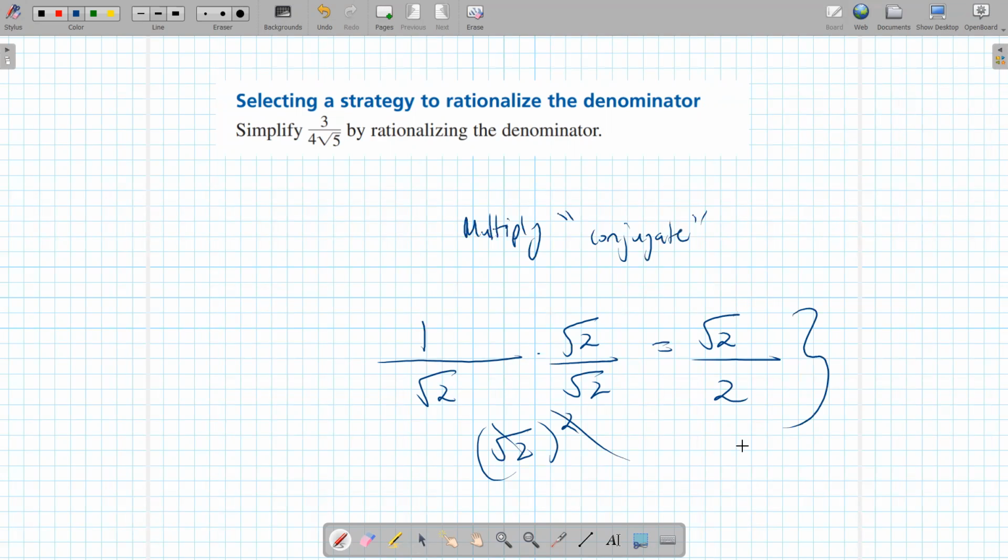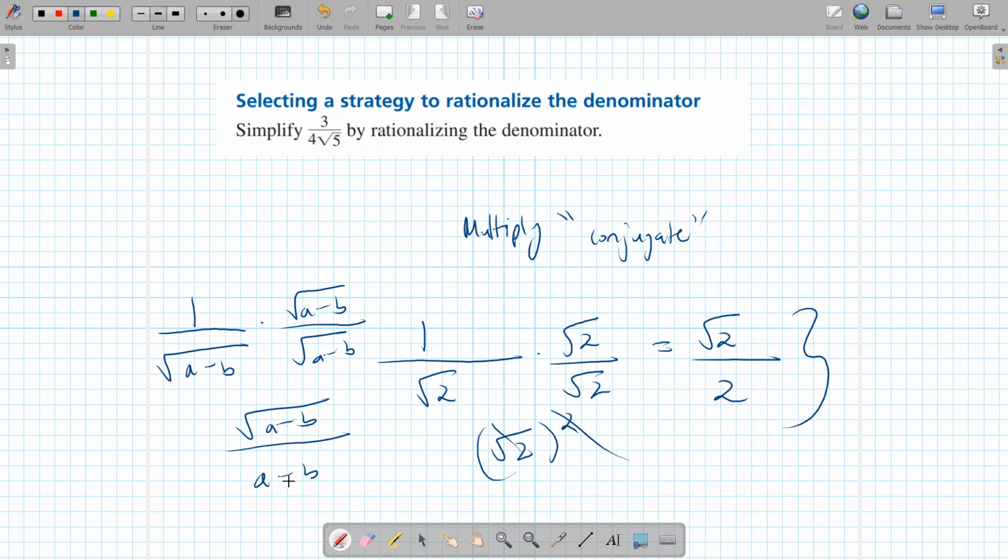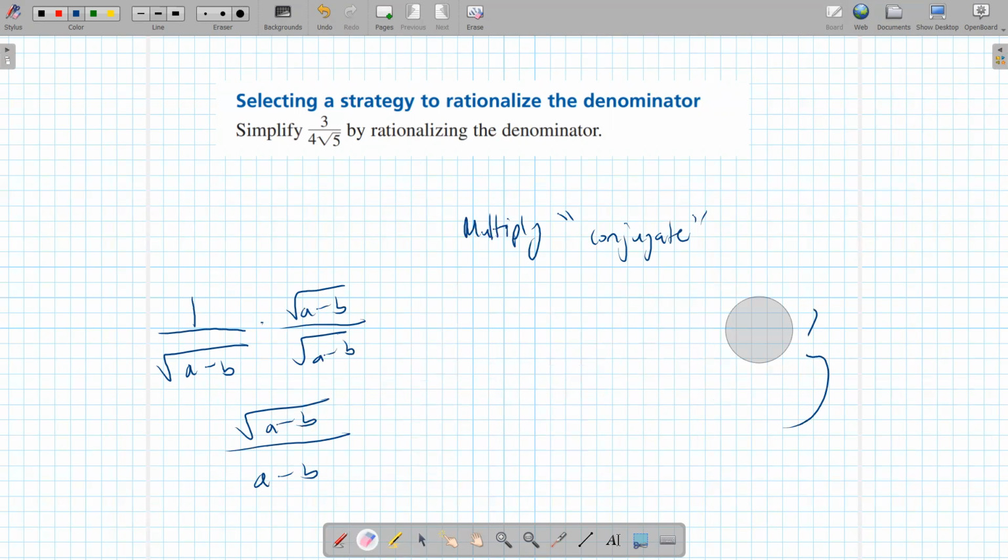Good? So basically the trick is to just multiply it by something and it'll kill the root in the denominator. But it's not always going to be smooth sailing. For example, if you have something like 1 over square root of a minus b, the conjugate of square root of a minus b is itself. So if you do this, you're going to get a minus b over a minus b. That one is also very similar to the root 2.